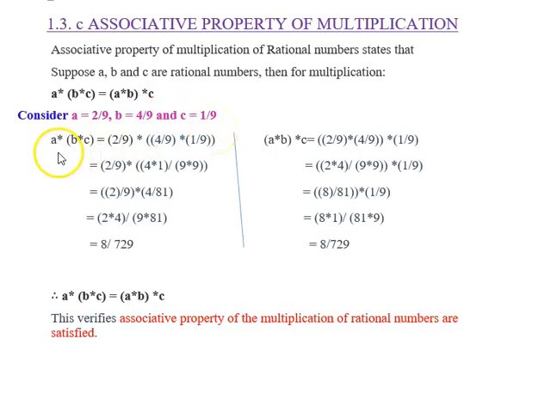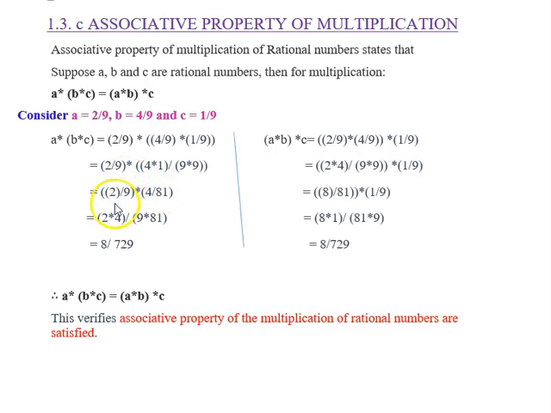First we'll see the left hand side, that is a times (b times c). A is 2 by 9 times b is 4 by 9 times c is 1 by 9. So b times c, first we will multiply that. So b is 4 by 9, then c is 1 by 9. So we are multiplying the numerator and denominator separately. That is 4 times 1 divided by 9 times 9. So that is 4 times 1 is 4, 9 times 9 is 81.